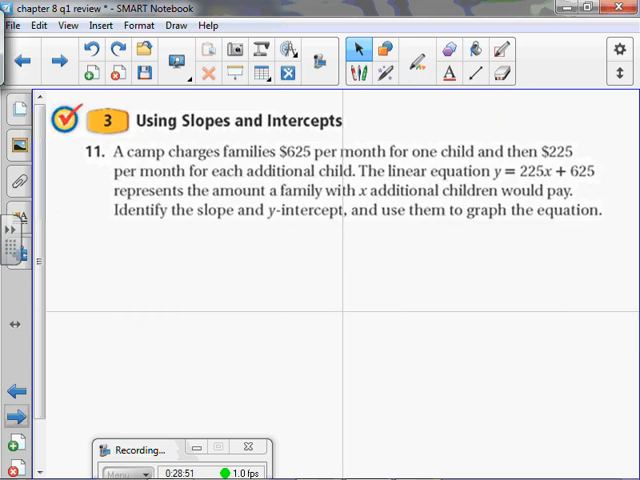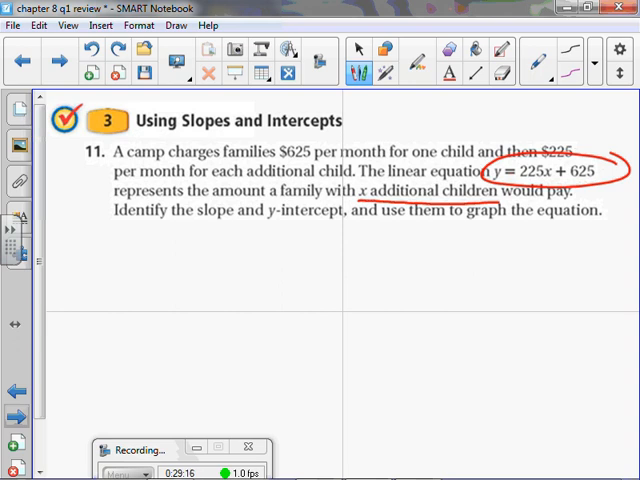Okay, a camp charges families $6.25 per month for one child, and then $2.25 per month for each additional child. The linear equation y equals 2.25x plus 6.25 represents the amount a family with x additional children would pay. Identify the slope and the y-intercept and use them to graph the equation.